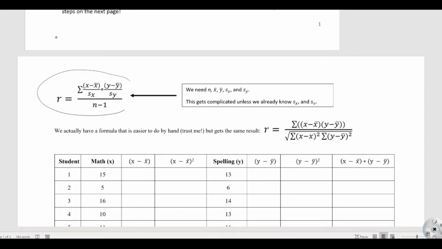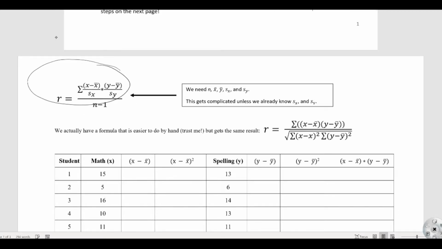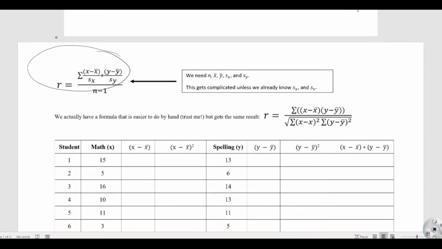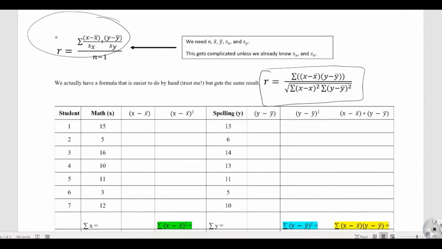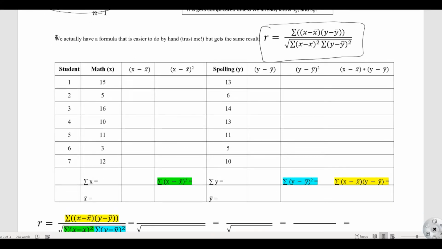Here is the formula for calculating R, or one of the formulas for calculating R. To do this formula, remember the S stands for standard deviation. We would have to have the standard deviation for their math scores and for their spelling scores. Since we don't already have those calculated, it's actually going to be easier to do this version by hand. It looks even uglier than the original version, but it's an equivalent version that will get us there, and it's easier to do if you're doing it by hand. So let's get going.